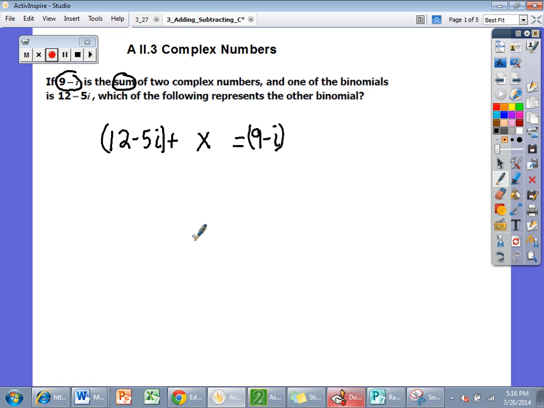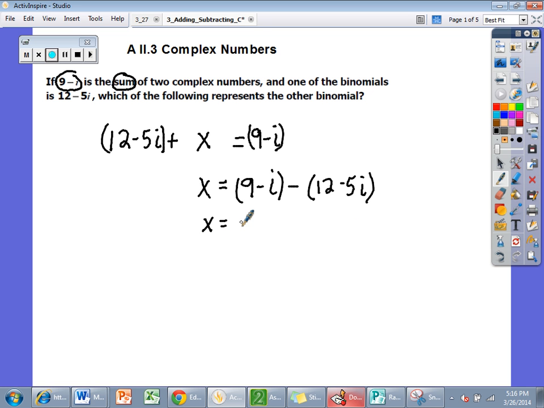Now most likely this is going to be a multiple choice problem on the SOL, so you could try your 4 different choices, adding them to the 12 minus 5i. That would be a really good strategy, and see which gives you 9 minus i. The other thing you can do is subtract this to the other side. So x is equal to 9 minus i, and I'm going to subtract the 12 minus 5i, being careful to keep that whole thing in parentheses.